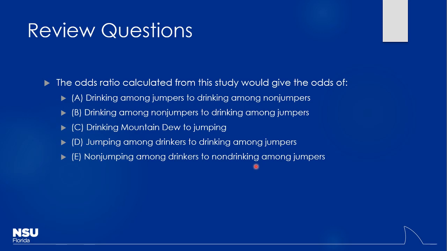The question on the test won't be as oblique as this is. But again, we're getting an odds ratio. We're looking at the odds of the jumpers being drinkers versus the non-jumpers. Drinkers of Mountain Dew, yes. So the risk factor is did they drink Mountain Dew? The outcome is whether they jumped or not, okay?